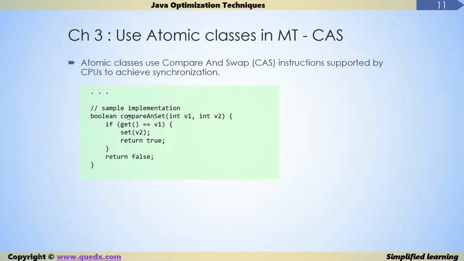It is returning a boolean and it is accepting 2 values, V1 and V2. First, it will compare the current value. So it is fetching the current value using get and comparing it with V1. If this is true, then it is calling the set operation, passing V2 to the set, and returning true. If the current value is not matching V1, then it is simply returning false. This is a very simple implementation of CAS.